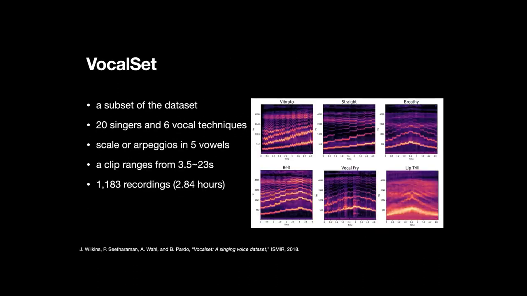And for the data set, we use a subset of VocalSet. In this data set, we have six different vocal techniques: vibrato, straight, breathy, belt, vocal fry, and lip trill. Perhaps the most expressive vocal techniques are the vocal fry and lip trill. We have 20 singers in this data set and six vocal techniques. And all the contexts are sung in scales or arpeggios in five vowels. Each clip can range from 3.5 seconds to 23 seconds, and we used more than 1,000 recordings, which is around 2.84 hours.